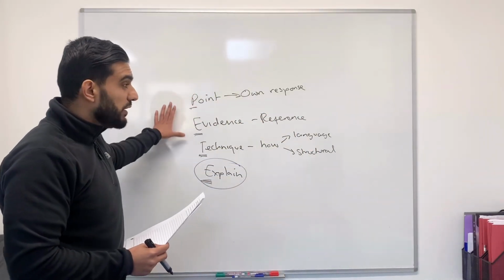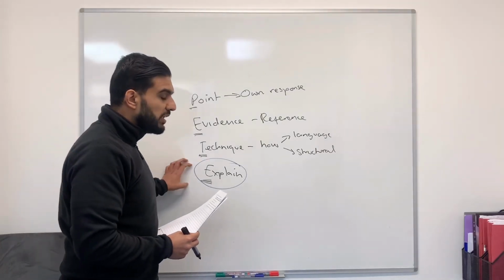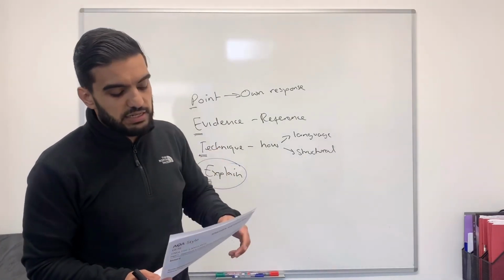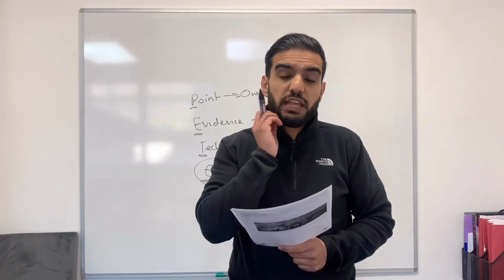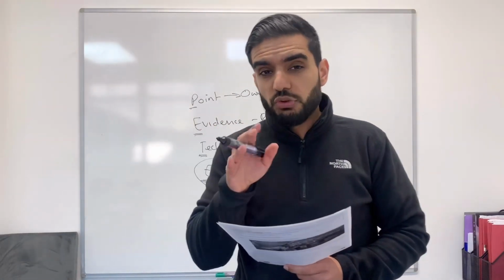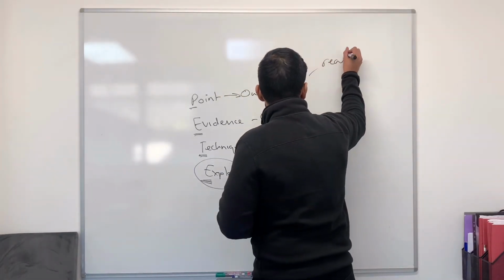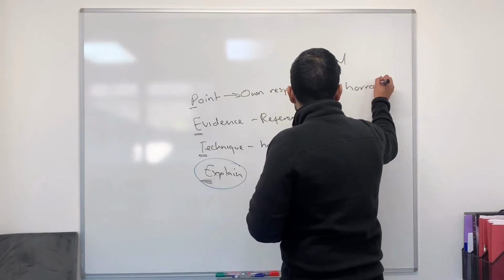You give your point, you give your evidence, you find a technique in the evidence, and then you explain the effect of that technique. Now, I'm not going to read the whole extract again because I've read the extract already quite a few times. And by now, if you've been here since lesson one, you should have read the extract also. So let's go straight into it. The question says, we are looking at, does it seem real? And does it create horror?